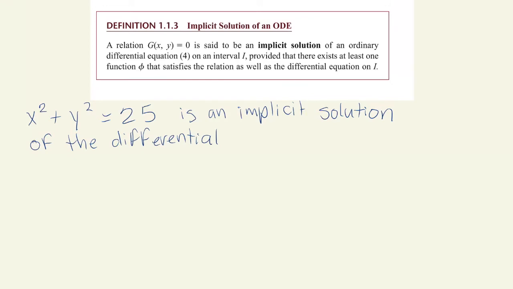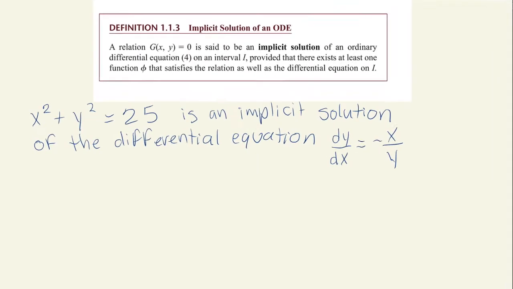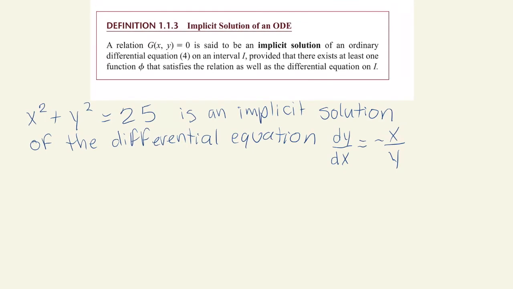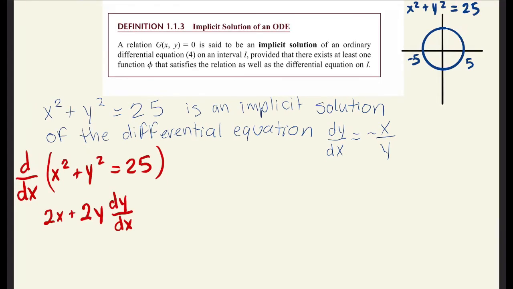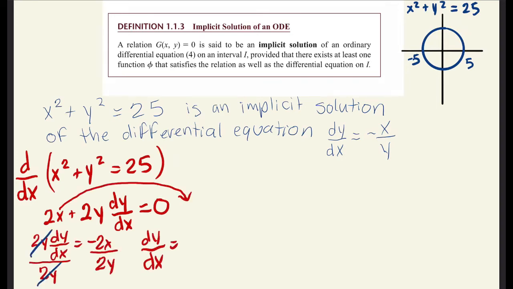So let's look at this example. x to the 2 plus y to the 2 equals 25. Is this an implicit solution for dy/dx equals negative x over y? So we start by taking the derivative with respect to x of the equation x to the 2 plus y to the 2 equals 25. Solving this equation for dy/dx results in negative x over y.